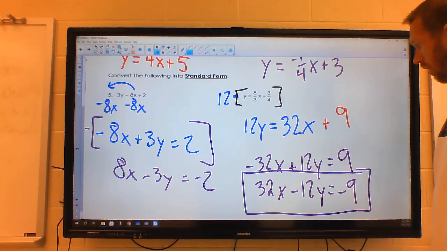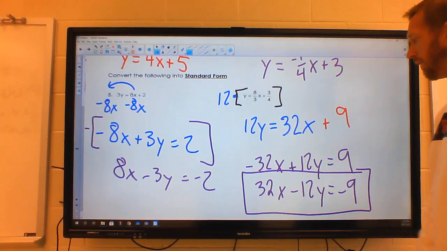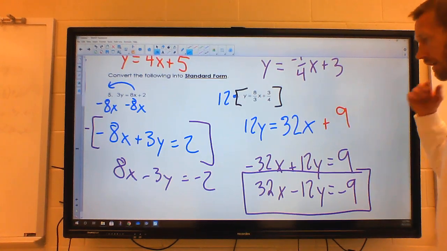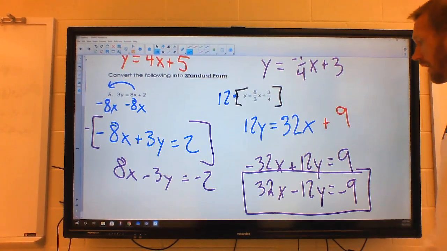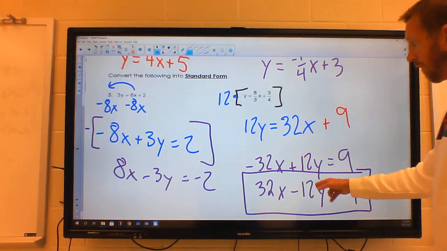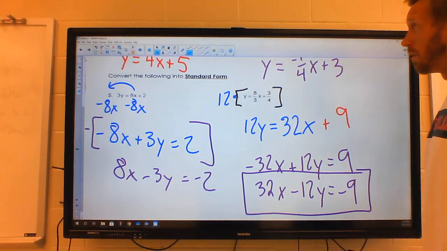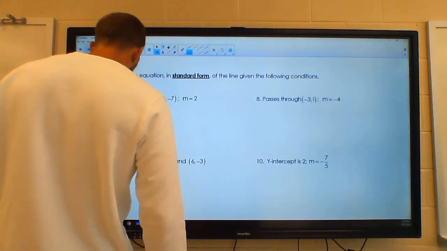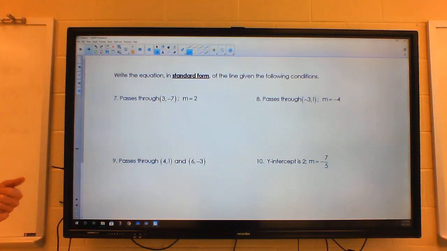Notice all of them are whole numbers. Leading coefficient is positive. We have x's and y's on the left side, and then the constant on the right side of our equation. And the two coefficients and the constant are all prime of each other, relatively prime of each other. Okay. Final questions on worksheet 6.